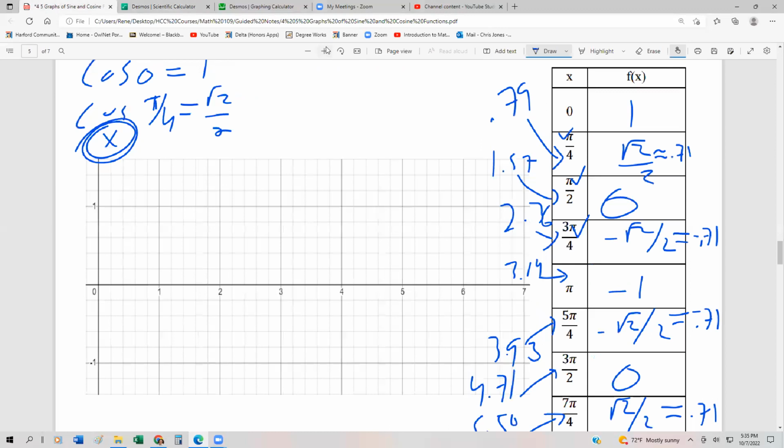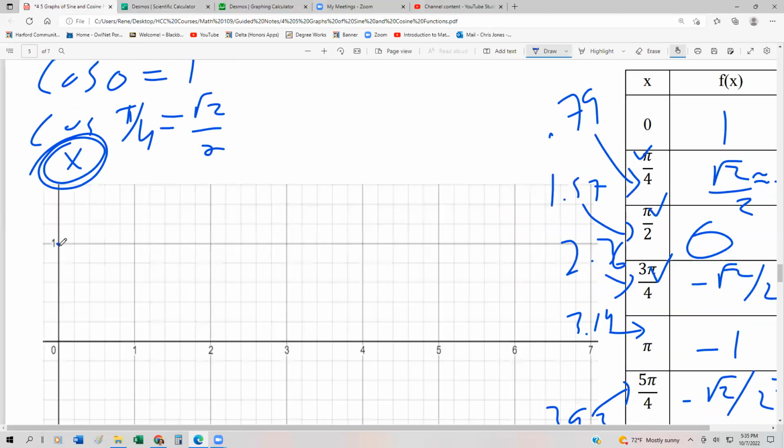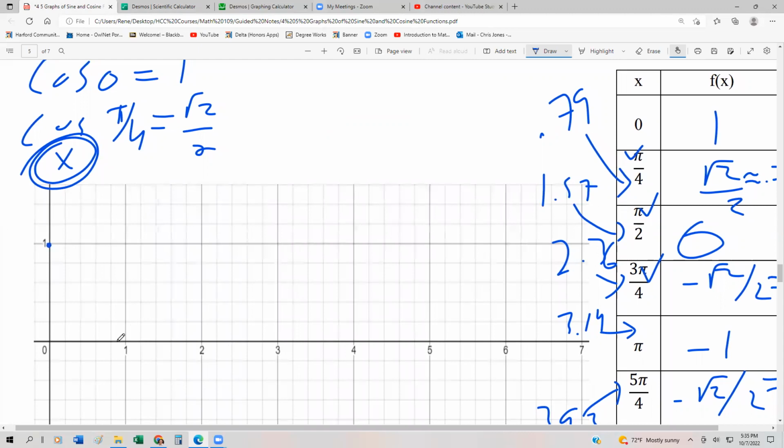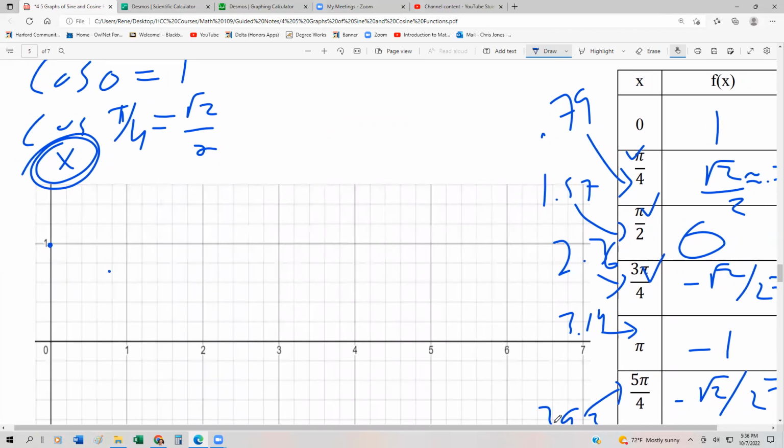I'm going to zoom in just a little bit to make sure I have a pretty good graph. Here's our first point, which is 0, 1. Then we have 0.79, which is probably just before this mark right here, and then positive 0.71. That point might be right about here if I was estimating. Then we have the point pi halves, 0. Pi halves is 1.570 right here.